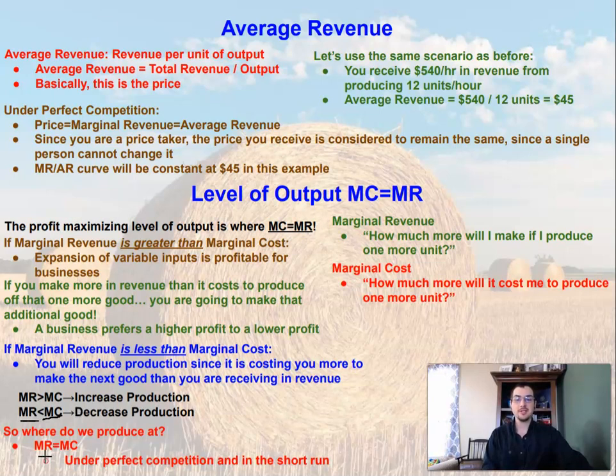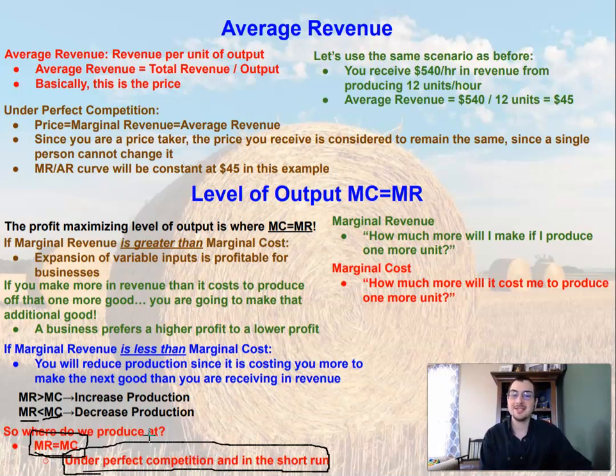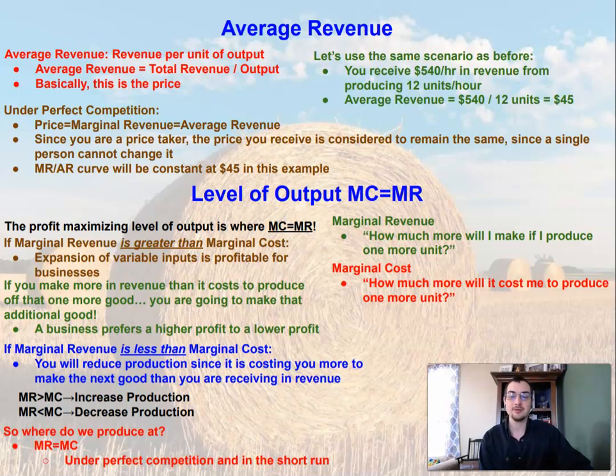So where do you produce then? You produce where marginal revenue equals marginal cost. You should always be producing where marginal revenue equals marginal cost under a perfectly competitive environment and in the short run. Remember, ladies and gentlemen, in this chapter, we're talking about a perfectly competitive environment, and we're talking about the short run. If we begin to relax those conditions, things change, and we're not getting into that just yet. So where should we produce? Drill this into your head. A perfectly competitive market in the short run should always produce where marginal revenue is equal to marginal cost.